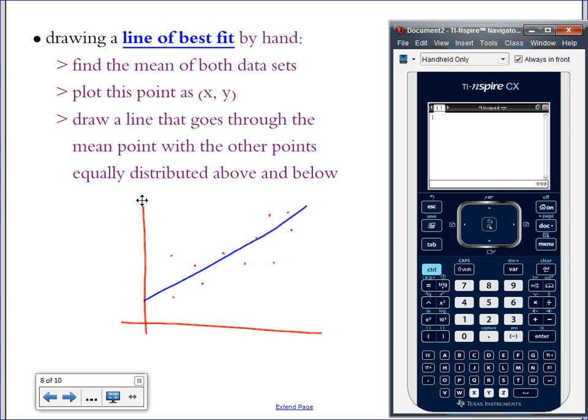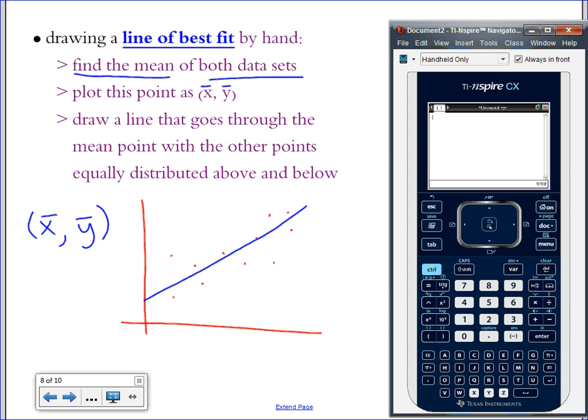The one calculation that I do want you to make for a best fit line is to find the mean of both of your data sets. So find the mean of your first variable and the mean of your second. So if you're looking at height versus weight, you want to calculate what is the mean height of all the people in your survey and the mean weight of all the people in your survey. And that point would look like this: x with a bar over it, comma, y with a bar over it, right? I should put those bars here. You're going to plot that point on your graph.